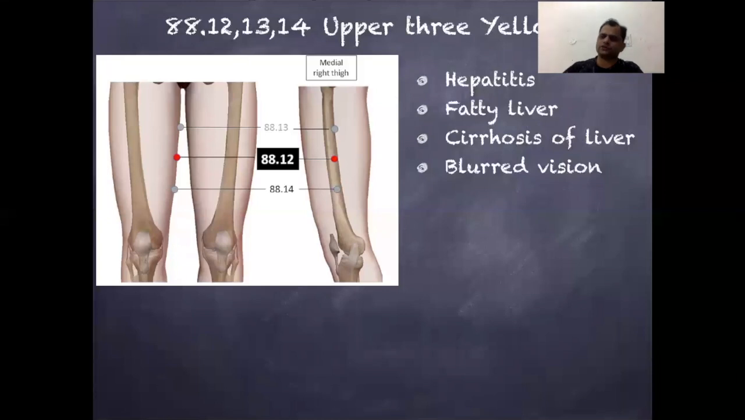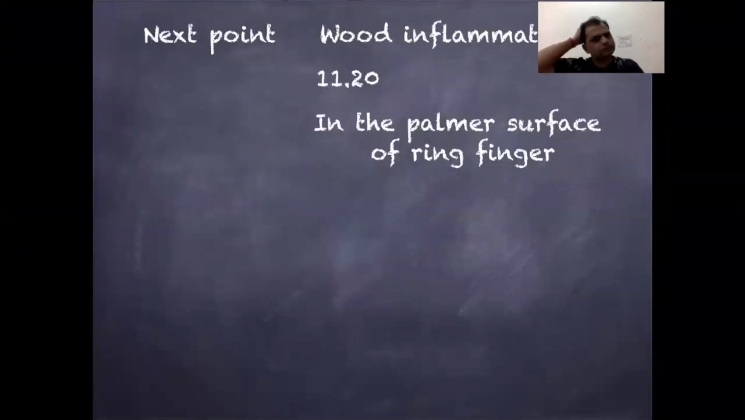So let's proceed to the next point. The next point is called Wound Inflammation, or 11.20. This is one of the very good points of the master tung. We can see here, it is written Wound Inflammation. It means the inflammation of the liver.